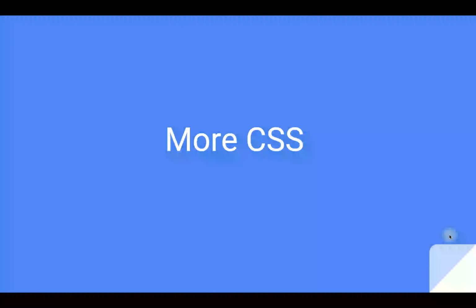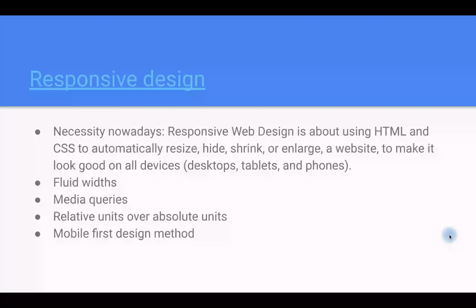We're going to look at more CSS. So we're going to cover responsive web design. Nowadays, responsive web design is about using HTML and CSS to automatically resize, hide, shrink, or enlarge a website to make it look good on all devices, such as desktops, tablets, and phones. We want to examine fluid widths, media queries, relative units over absolute units, and a mobile-first design method. Let's go ahead and take a look at an example here.